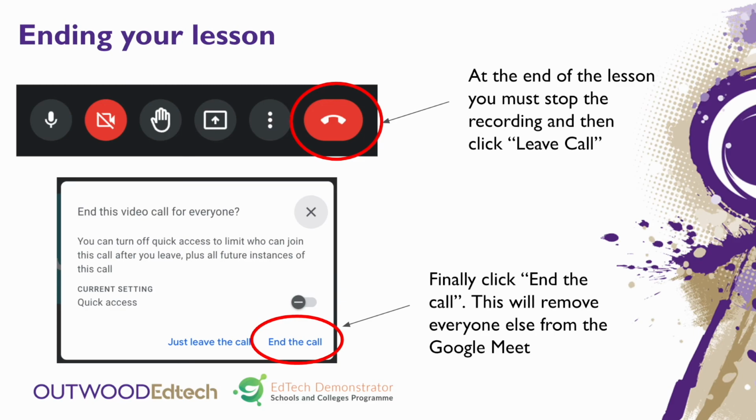Ending your lesson. At the end of the lesson, you must stop recording. Once the recording is stopped, you can then click the big red button, Leave Call. You then have two options. Just leave the call and end the call. You want to click End the Call. This will remove everybody from the Google Meet. This will also ensure students are unable to rejoin.